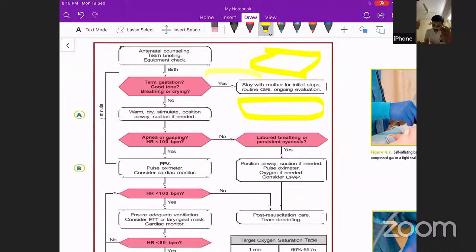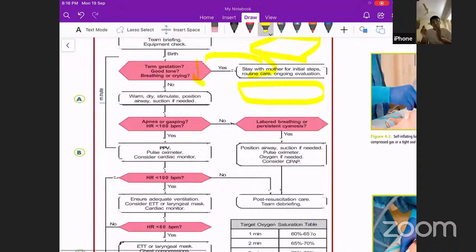If yes, the child will go to the mother's side. We will have to do skin to skin contact and start with the routine newborn care. If no, if the answer to any of this is no, then we go ahead to bring the child to the temperature crib which is present, and first thing we do is warm the child with pre-warm linen, then we dry the child, then we stimulate the child just by flicking the sole or by rubbing the back. Okay, so warm the baby, dry the child, stimulate the child, then we position the child.